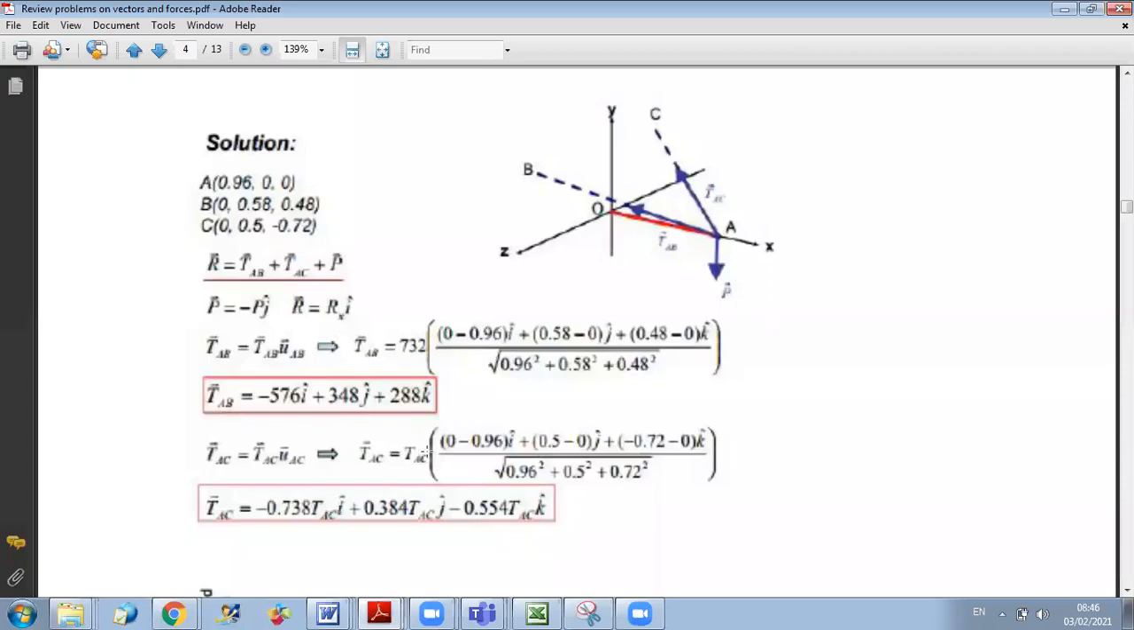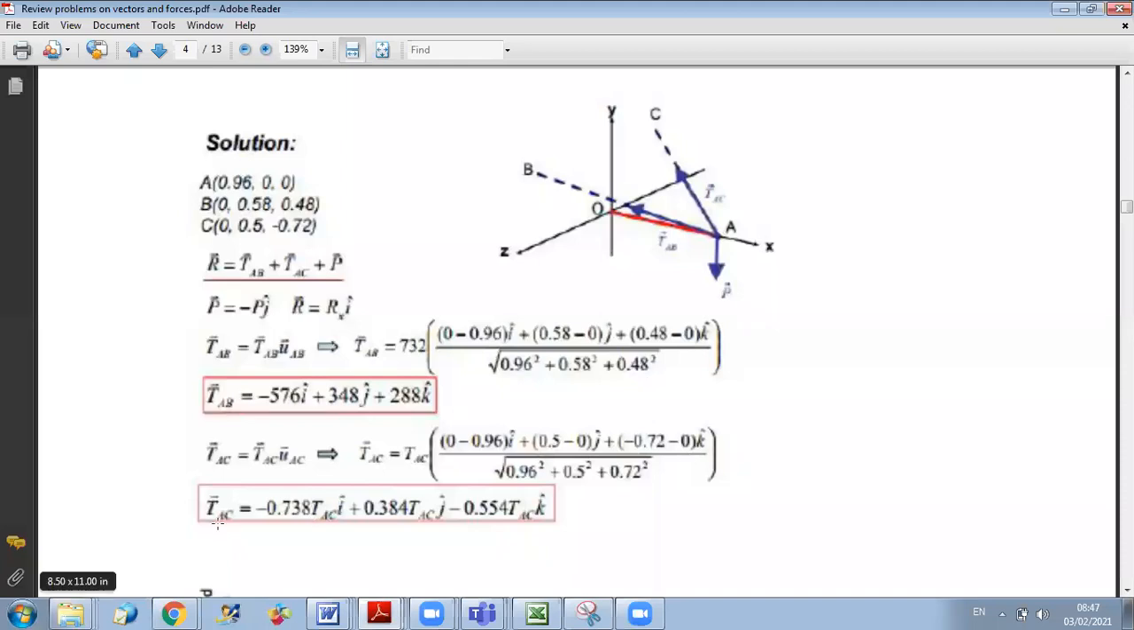Okay, we can find here the unit vector of AC. To find the unit vector of AC, we do XC minus XA. So it will be minus 0.96 along I, plus 0.5 along J, and minus 0.72 along K. And we divide, of course, by the magnitude, which is the radical of 0.96 squared plus 0.5 squared plus 0.72 squared. In this way, we express vector TAC as a function of the magnitude, because you know that the TAC vector is the magnitude of TAC times the unit vector.